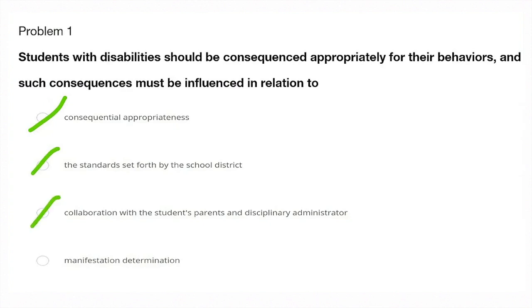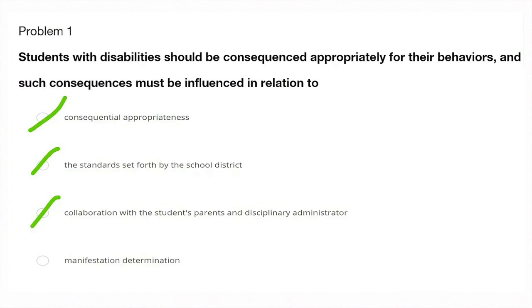Let's look at consequential appropriateness. While discipline must be appropriate, this choice doesn't reflect the specific legal or procedural guidelines, especially dealing with students with disabilities. Now we have standards set forth for school districts. This may not account for specific needs or rights of students with disabilities under the federal laws of IDEA. And then when it comes down to collaboration with students, parents, and disciplinary administrators, collaboration is helpful, but not required, and it's not a legal step in determining the disciplinary action.